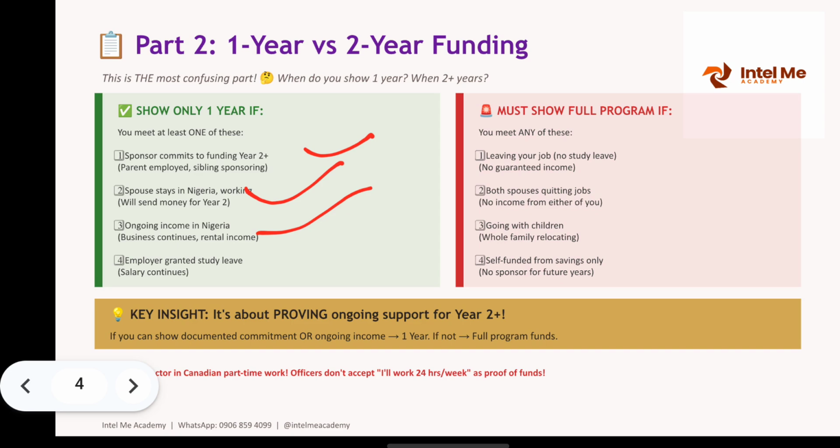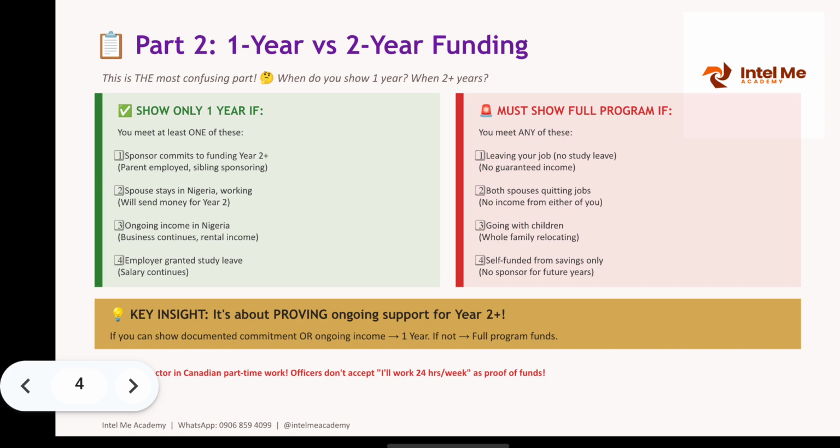Do you understand? And if you've been granted a study leave where your employer will still be paying you, that scenario can also allow you to show only 1 year for living expenses and tuition fees. So have this in mind, so that you don't think, oh, they've refused you despite having the money, Canada is evil, they don't want me, their system is this, that, and start blaming the system without fully understanding the way it works.